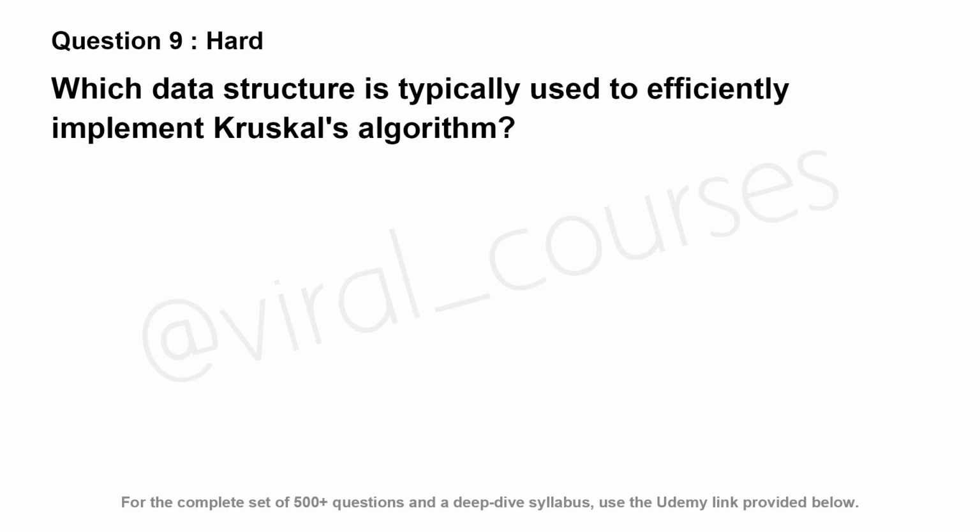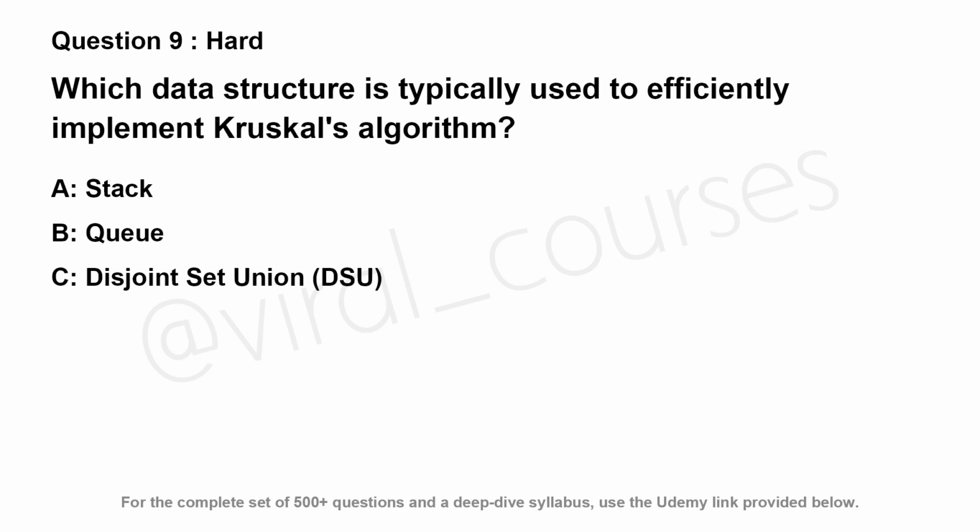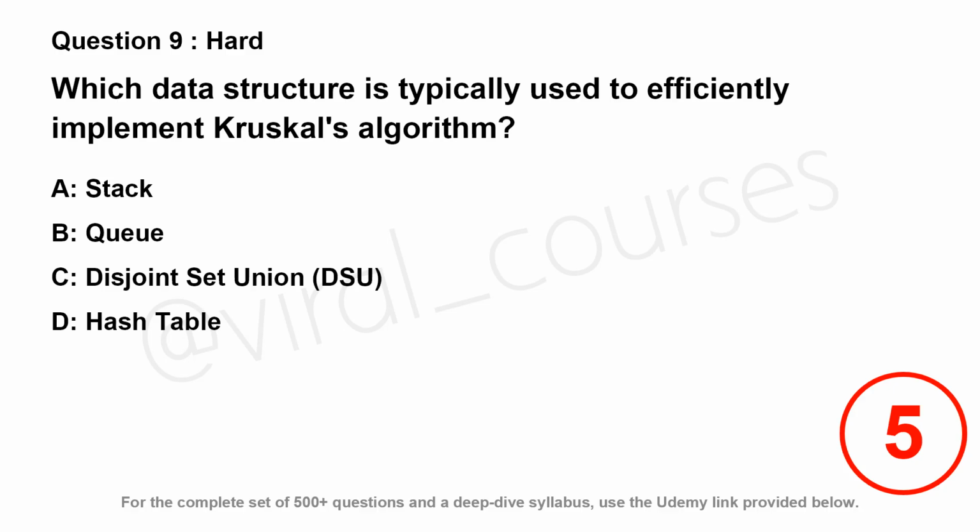Which data structure is typically used to efficiently implement Kruskal's algorithm? Option A, stack. Option B, queue. Option C, disjoint set union, DSU. Option D, hash table.